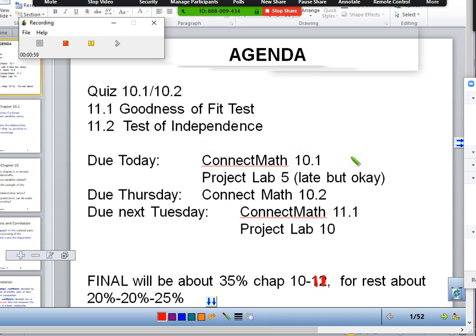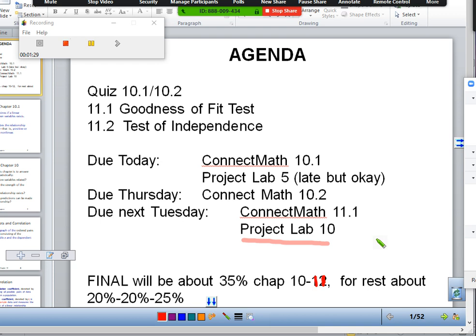You have 10.1 due tonight, along with Project Lab 5. It's late, but okay. Full credit tonight by midnight. Just turn it in tonight, or even by like 7:30 in the morning. It's probably fine. Just get it done tonight. And then Thursday you have Connect Math 10.2 due, and then next Thursday you have 11.1 due, and also Project Lab 10 will be officially due next Tuesday.